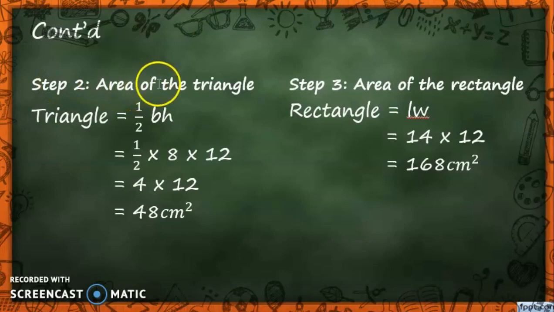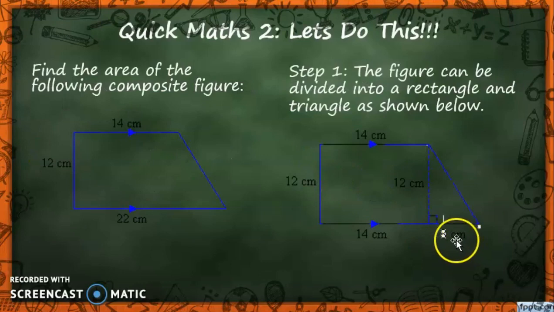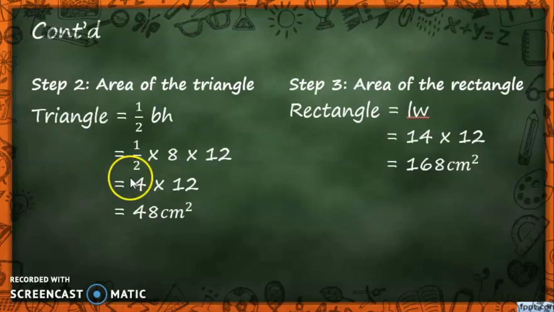Step 2, area of the triangle. Remember the area formula for a triangle: half times base times height. Using half times the 8 times the 12, we would first halve the 8 to get 4, then multiply the 4 by the 12, giving you 48. Let's see if our dimensions are correct. Looking back at the figure, yes, using 8 and 12 for the triangle. So yes, we were correct.